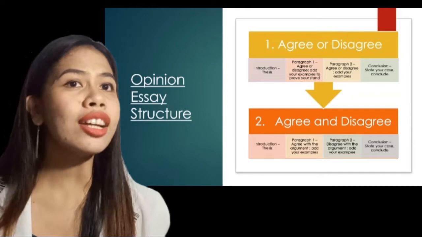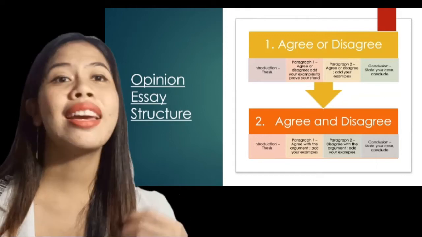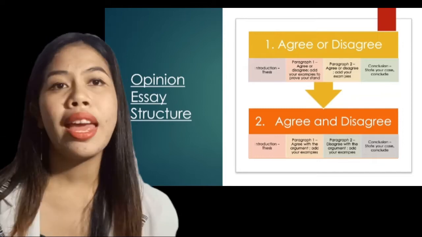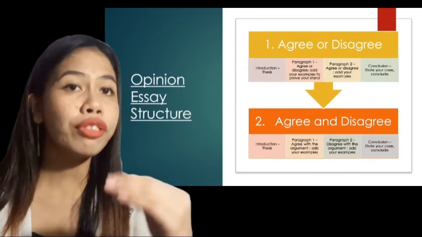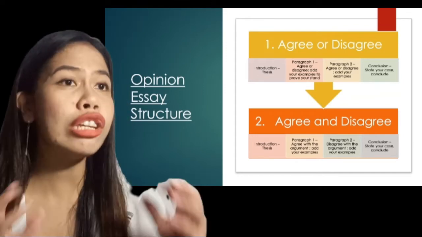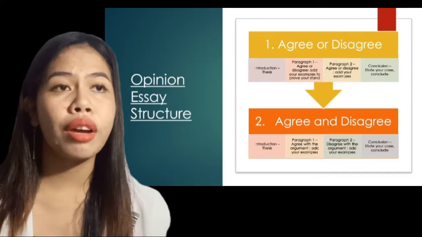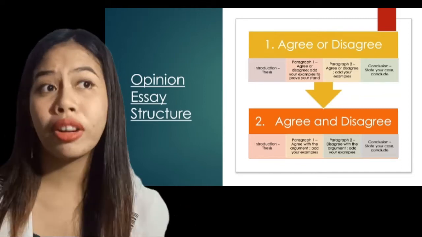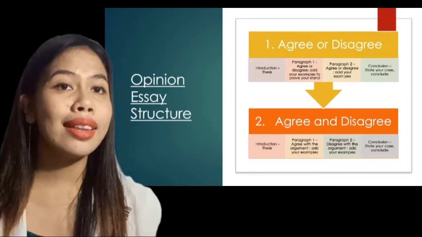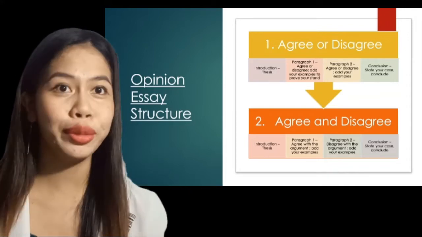Alright? So for the second structure of the opinion essay, it is where you need to agree and disagree. So in the introduction part, you will write your thesis. And then in the first paragraph after the introduction, this is where you will state that you agree with the argument, and then you need to add your examples to prove your stand. And then for the second paragraph, this is where you state that you disagree with the argument, and then you need also to add your examples to prove your stand. And then in the last part, you need to conclude. State your case and then conclude for the conclusion.